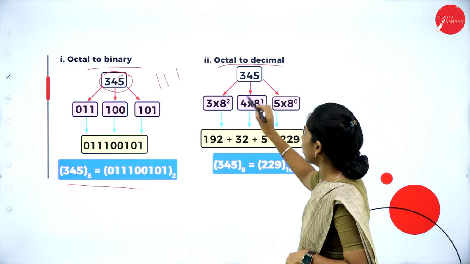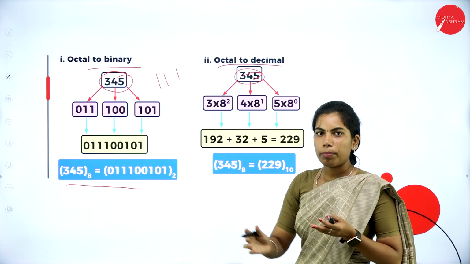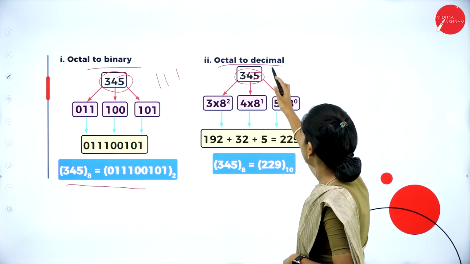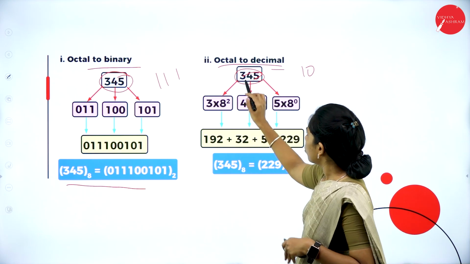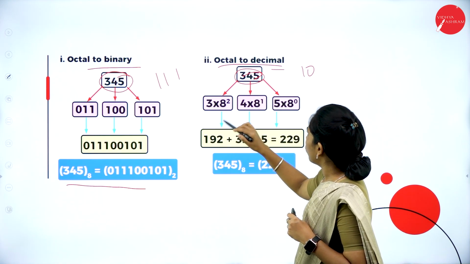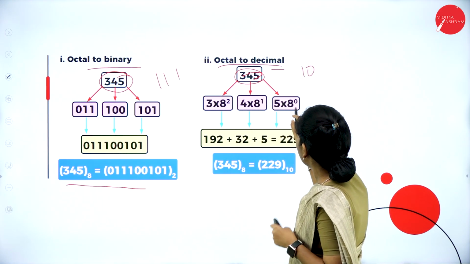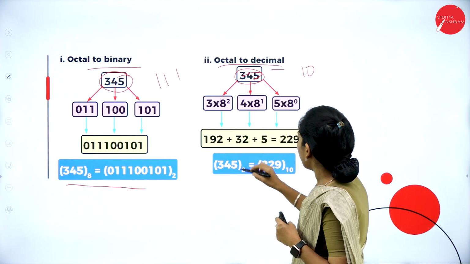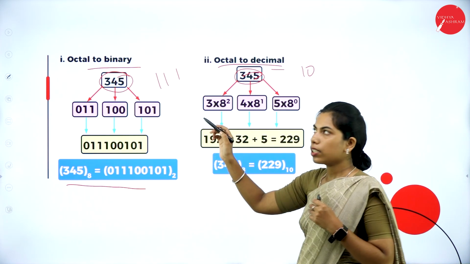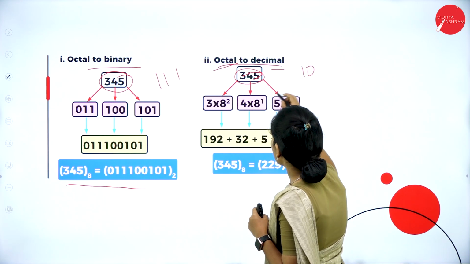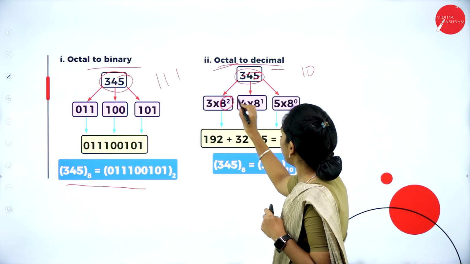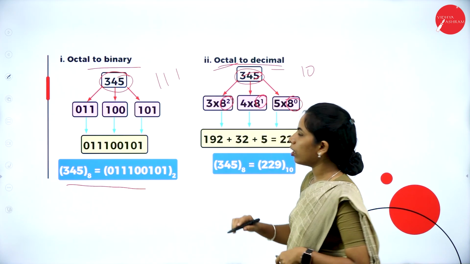Octal to decimal. They have given the same number, and you can convert it into decimal with a base value of 10. So again 3 into 8 power 2, 4 into 8 power 1, 5 into 8 power 0. Why? Because they have already given octal, so the base value is 8. That's why I take 8 power 2, 8 power 1, and also 8 power 0.